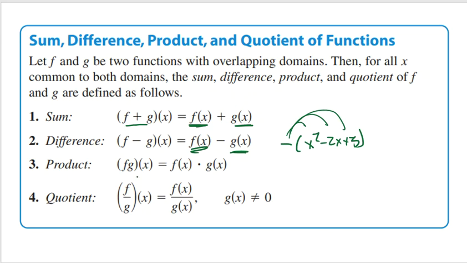Product, multiplying f times g, or actually we just say fg, f times g. That means function f times function g. And again, you got to follow all the ground rules if you're going to multiply those. Quotient rule is f divided by g. That means function f divided by function g.